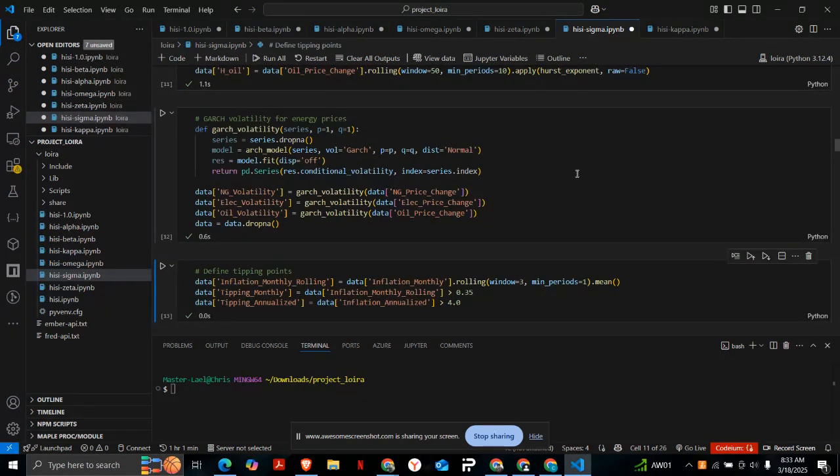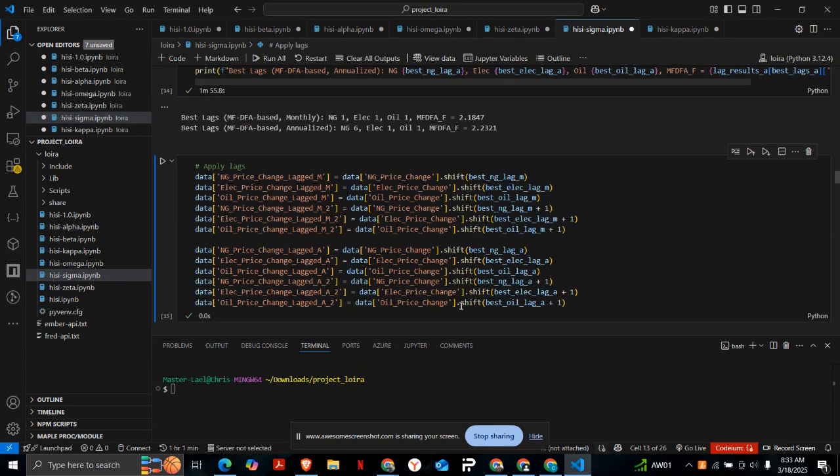So then we have the tipping points. For the monthly, I defined it as 0.35, and for the annual it is 4%. This is normally in line with central bank policy all over the world. Most of them want to keep their inflation rates between 2% and 4%. If it starts to exceed that, you see the central banks taking measures to reduce inflation back to 2%, basically within that range, so that it doesn't negatively impact the economy.